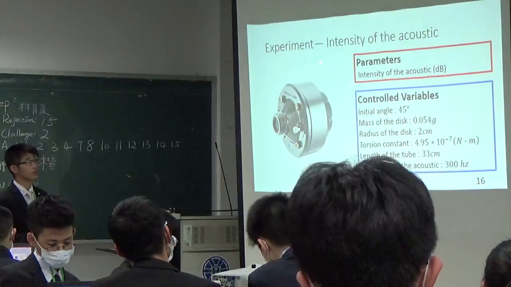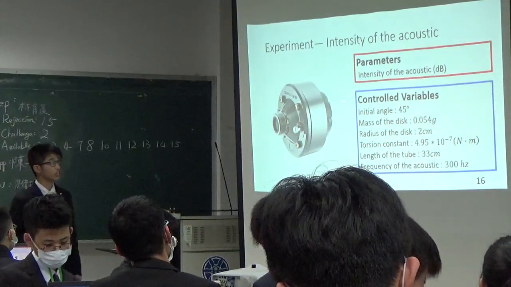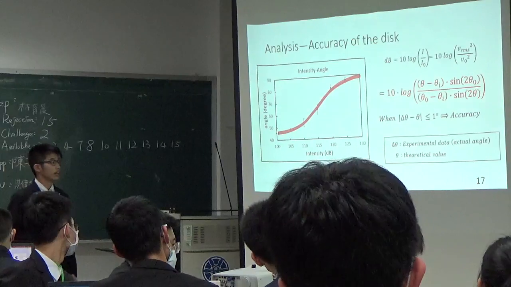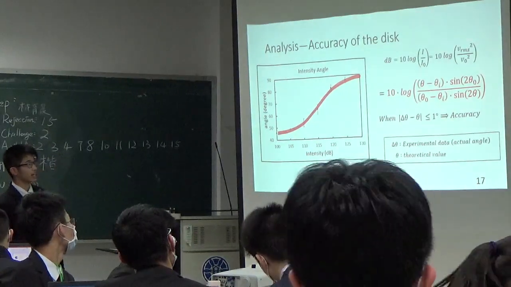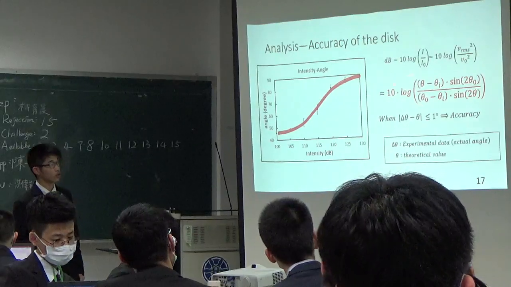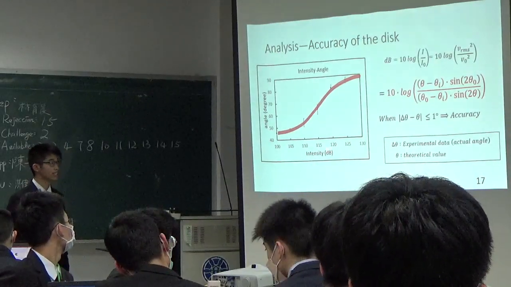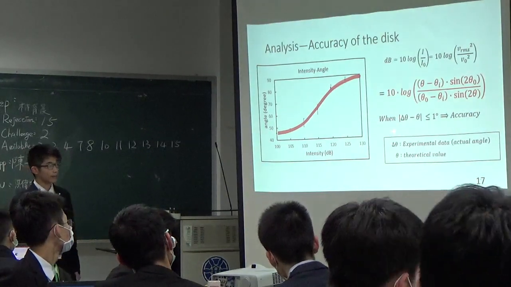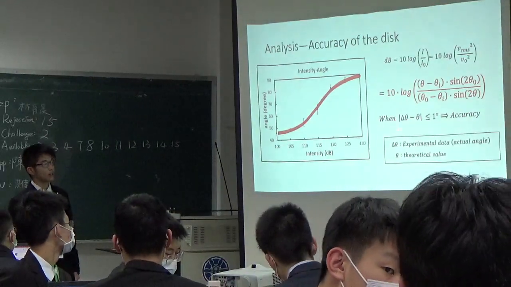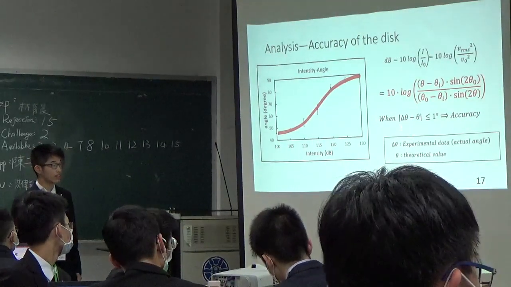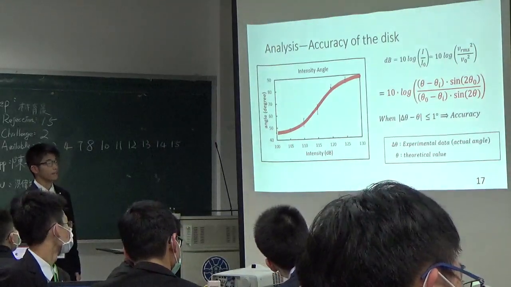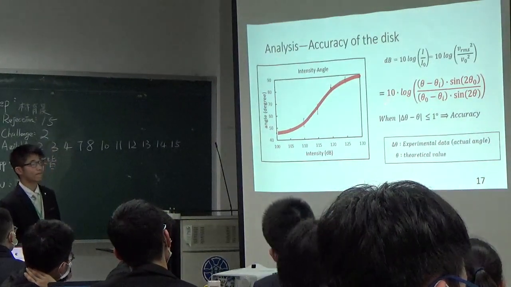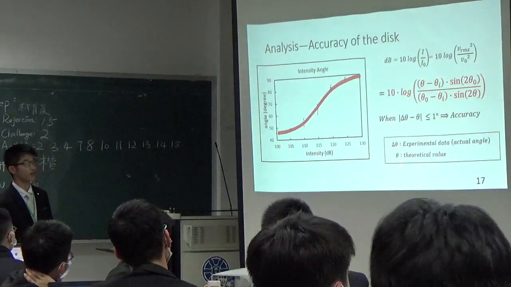And first, we change the intensity of sound and measure the different tilting angles. In this graph, the red line is the theory line, given by this equation. And in this graph, we compare the experiment data and the theoretical values. So we get that when the deviation between the experiment data and the theoretical values is smaller than or equal to 1 degree, we put this into the equation, then we calculate the sound intensity, and we can get our accuracy.